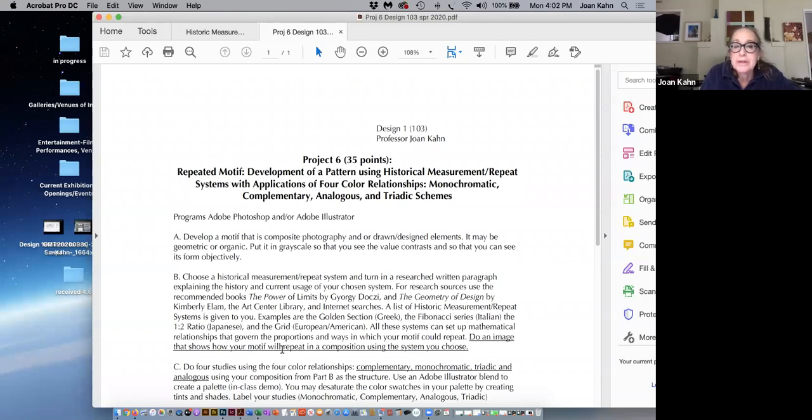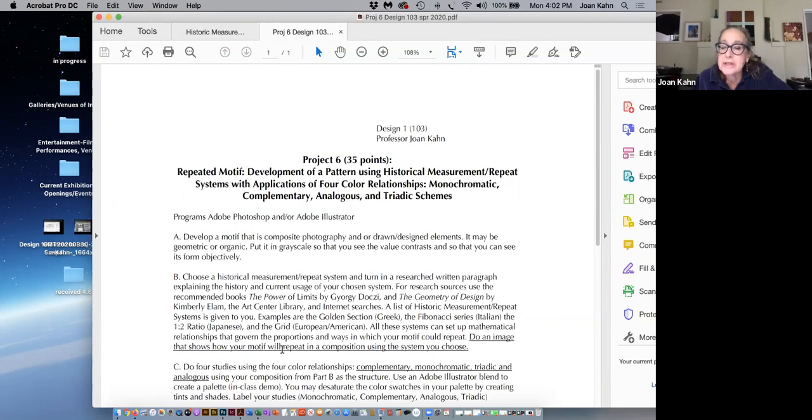Part B, choose a historical measurement repeat system, and I give you a list for that, and turn in a research written paragraph explaining the history and current usage of your chosen system. For research sources, use the recommended books: The Power of Limits, The Geometry of Design, the Art Center Library. You can also use internet searches for research. A list of historic measurement repeat systems is given to you.